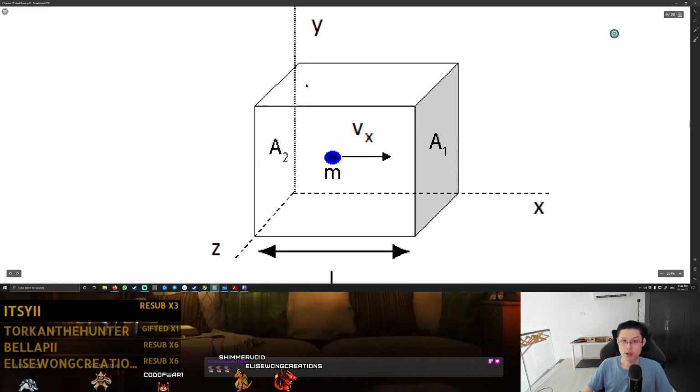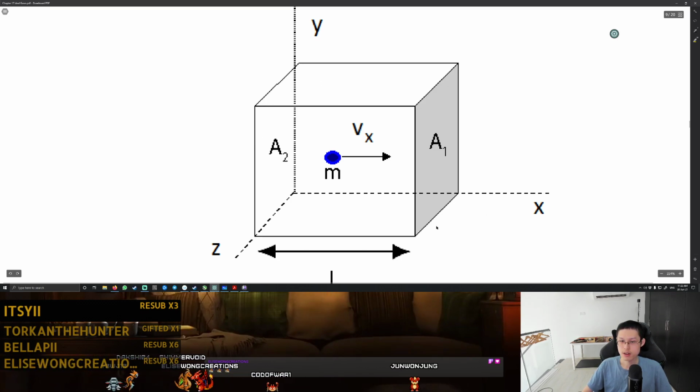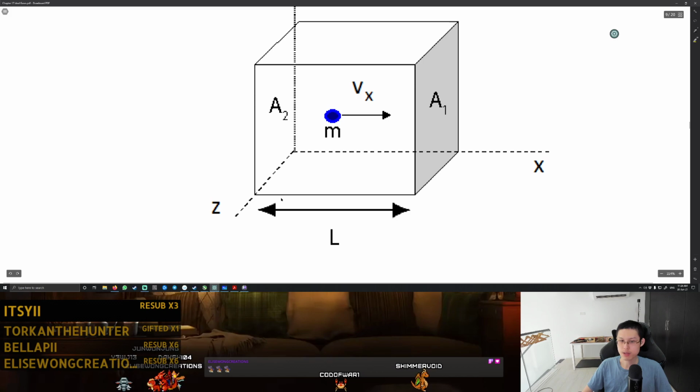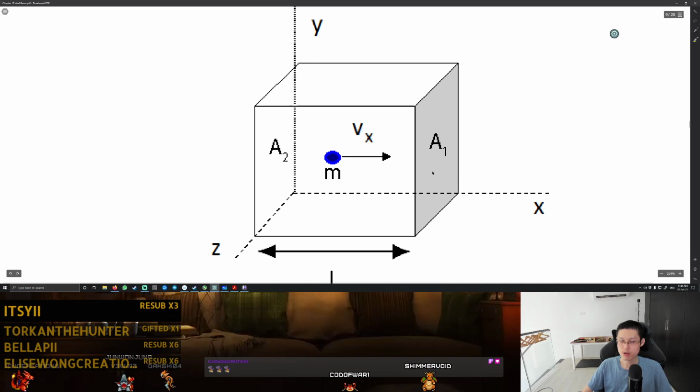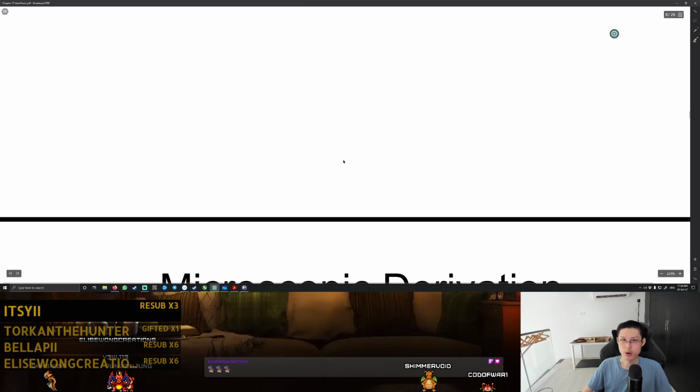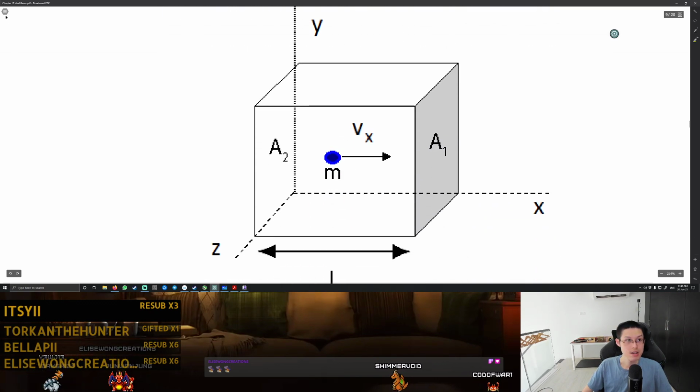So suppose we have a container with a cross-sectional area A1 and A2. We're going to say that A1 and A2 are the same because this is, let's say, a cube. And then we have a particle with some mass m moving along in the x direction with some speed vx. The length of the container is given as L. So that's the setup of the thought experiment that we're going to use to derive the equation of state of the ideal gas.